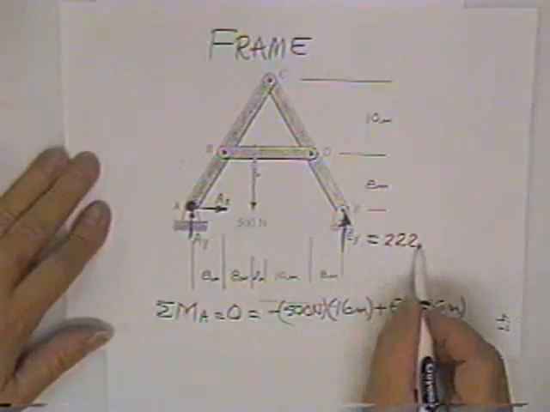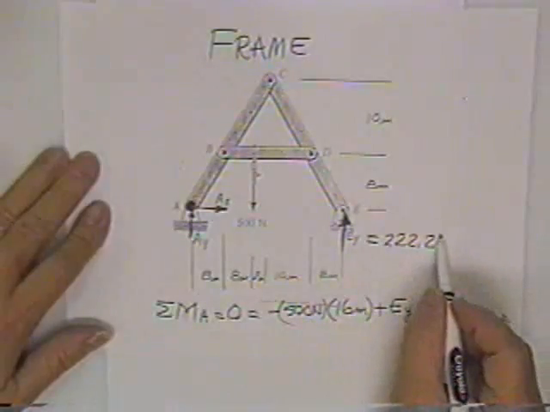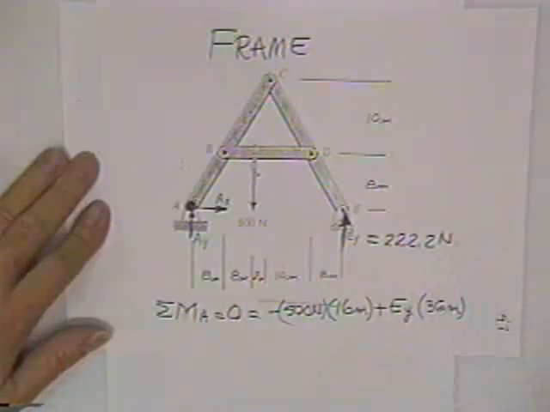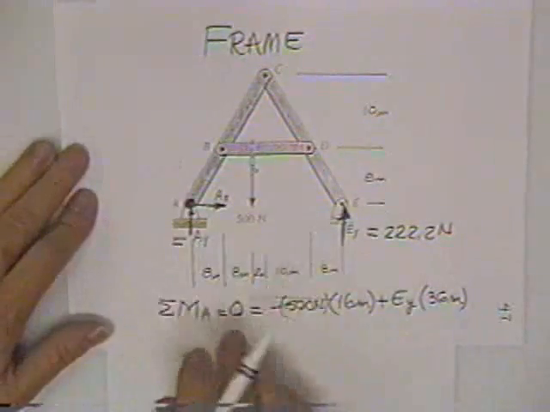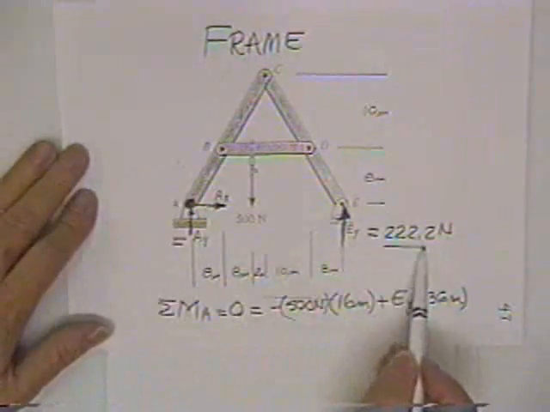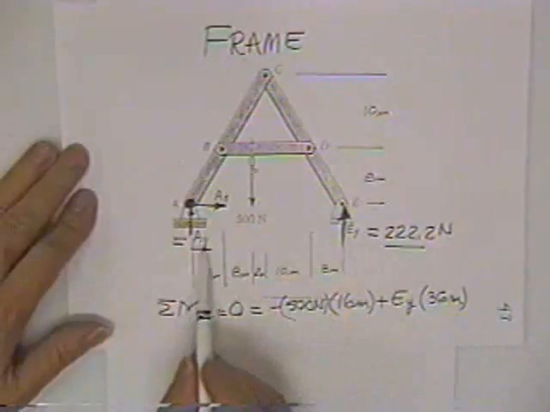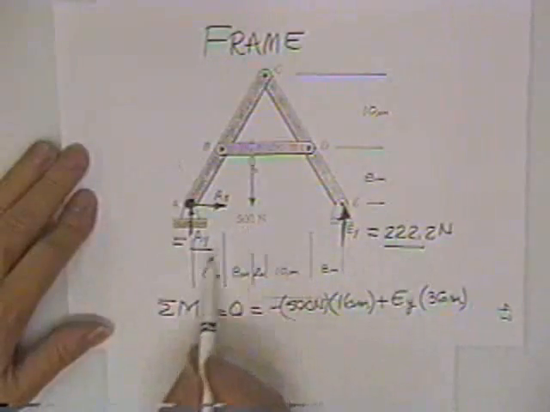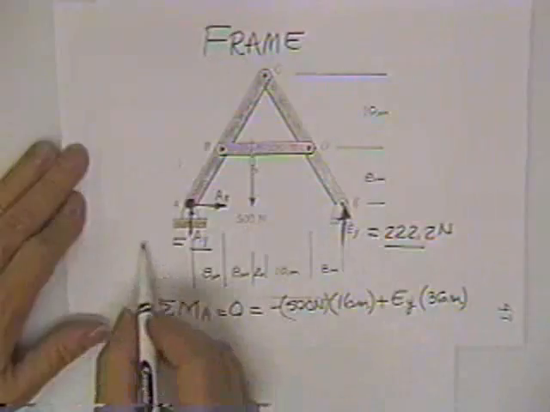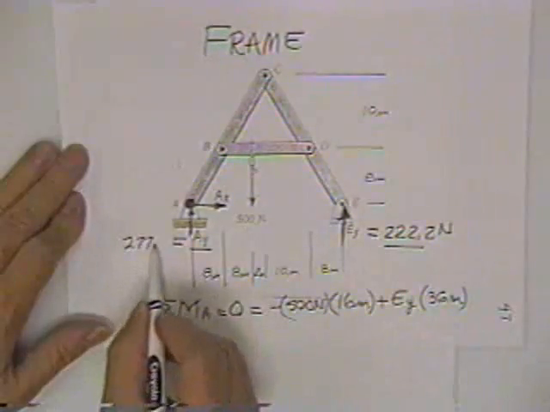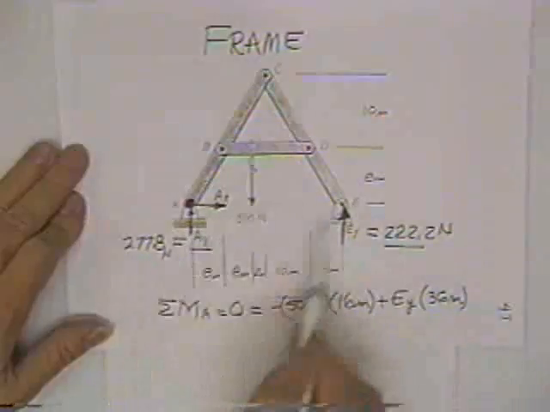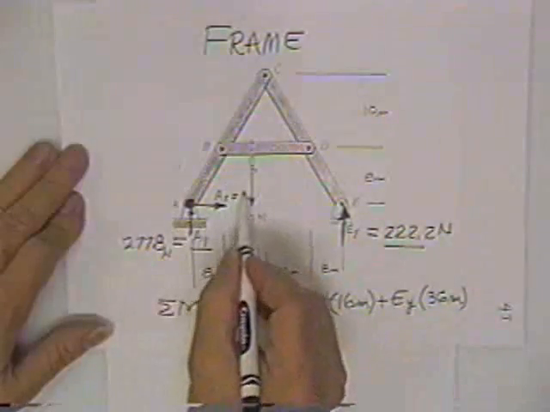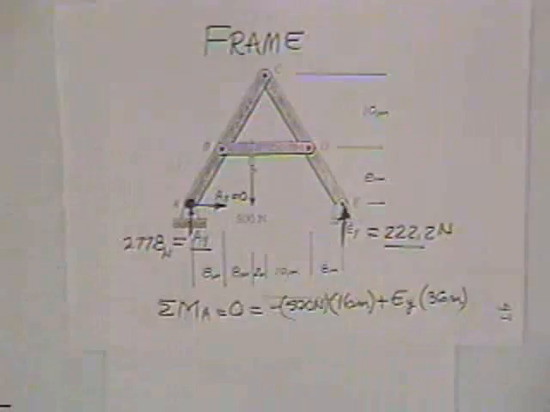EY is 222.2 newtons. That means I can get this one from sum of forces in Y. In other words, this pressing up plus this pressing up has to equal this pressing down, and therefore this answer is 277.8 newtons. Since nobody's pushing on the frame in the horizontal direction, that number happens to be 0.